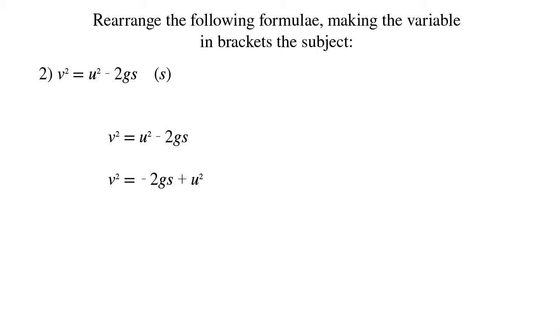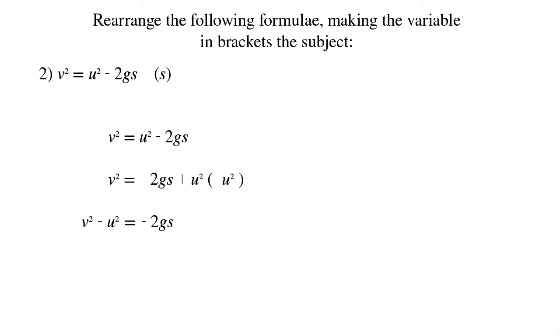We know that we want the term with the s in it on its own, so the first thing we can do is subtract the u squared from both sides. If we take away u squared from the right hand side, we're left with just minus 2gs, and if we take away u squared from the left hand side, that gives us v squared minus u squared.